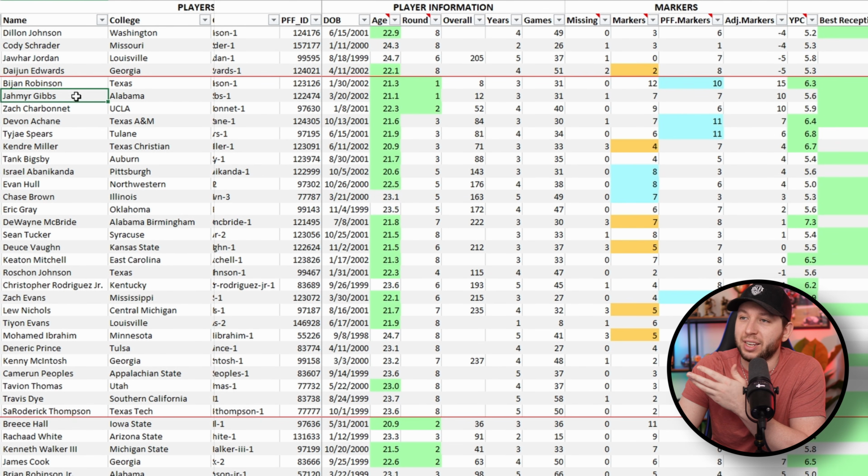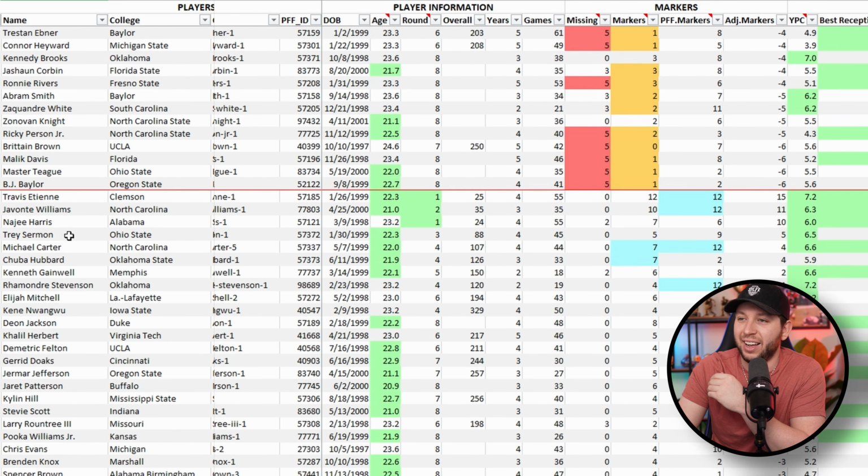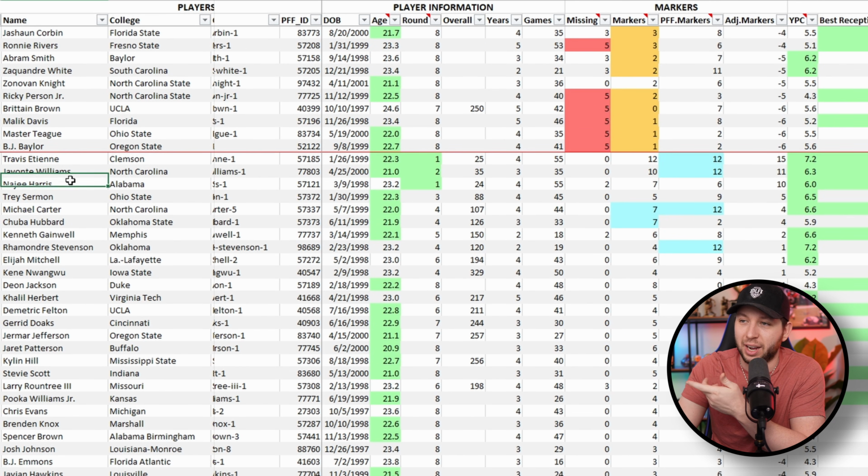2023: Bijan, Gibbs, Charbonnet, Achane. There's your top 4, with Spears and Kendre Miller bringing up 5 and 6. Feel like that's a pretty good list. 2022: Breece Hall, Rachaad White, Kenneth Walker, James Cook, Brian Robinson. That feels like a pretty solid top 5. And then 2021: ETN, Javonte, Najee, RIP, Trey Sermon, Michael Carter, Chuba Hubbard.